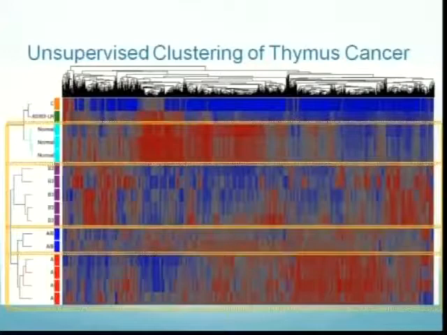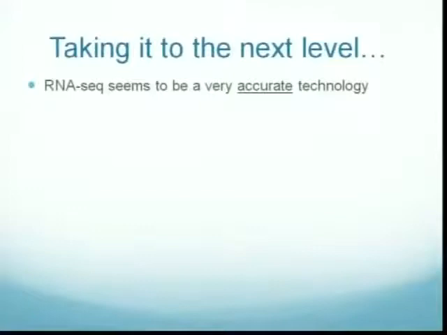Why this was really interesting is that it really shows that RNA-seq seems to be an extremely accurate technology. On microarrays, you would never see that sort of separation. I don't think you would. I don't think you can. In my experience, RNA-seq seems to be able to discriminate these phenotypes quite well.